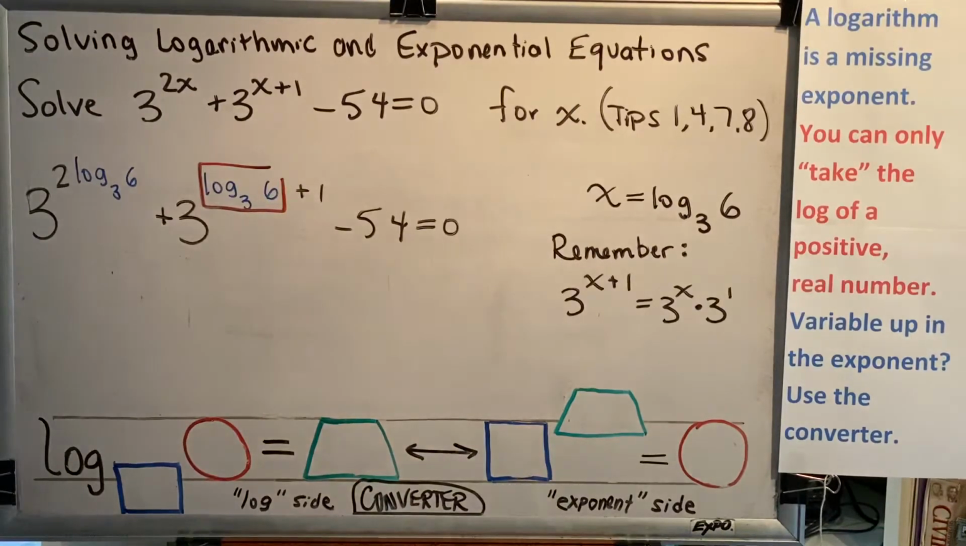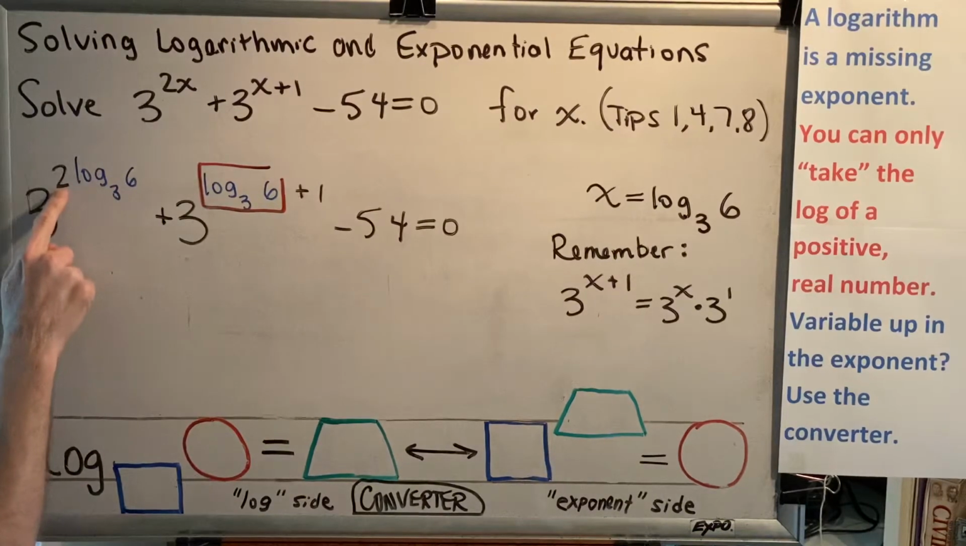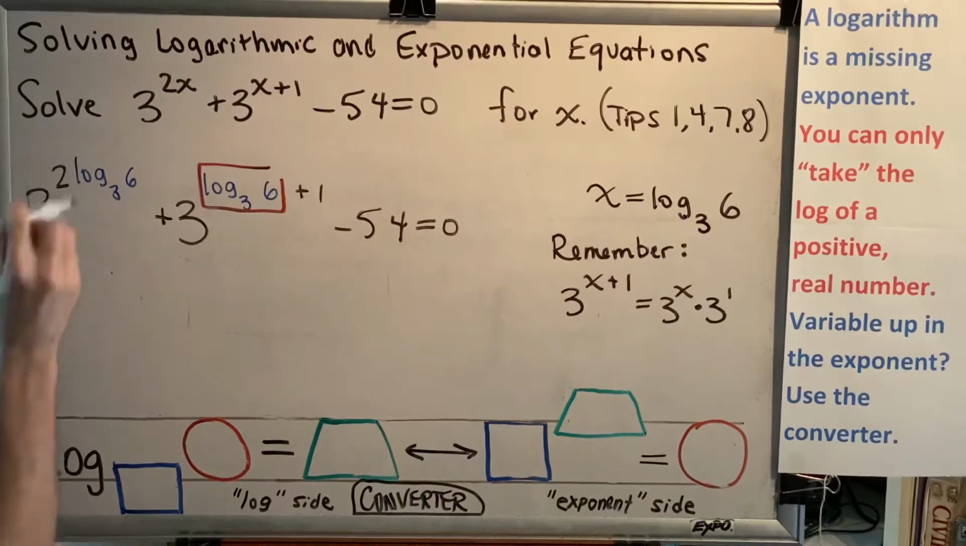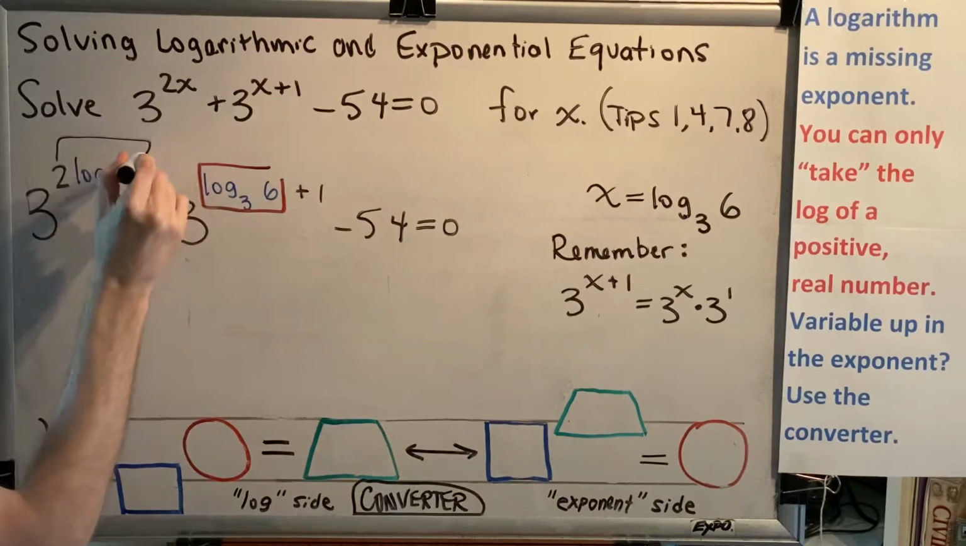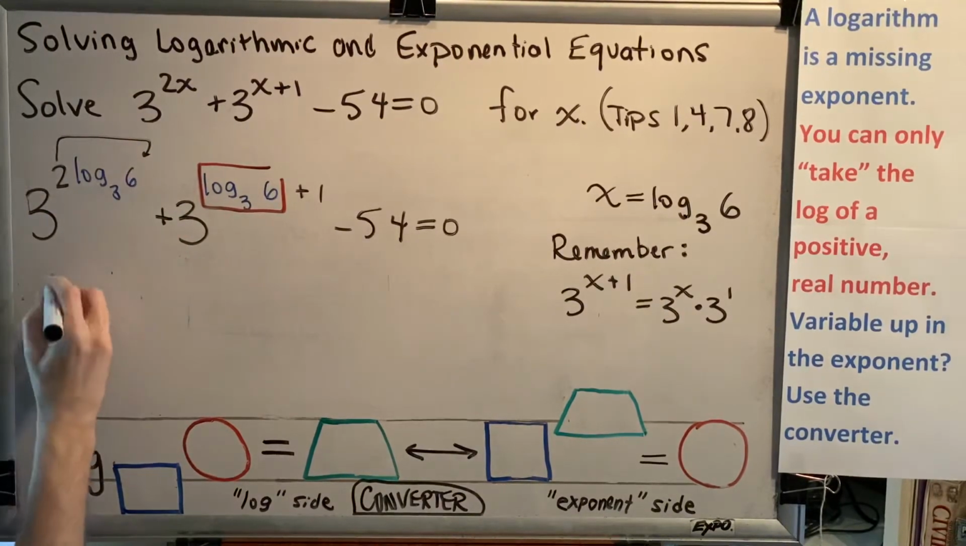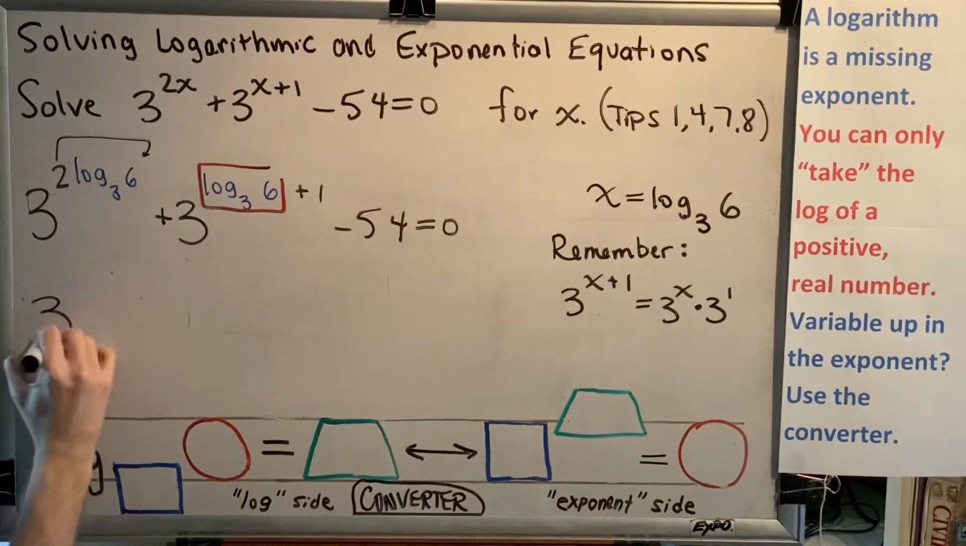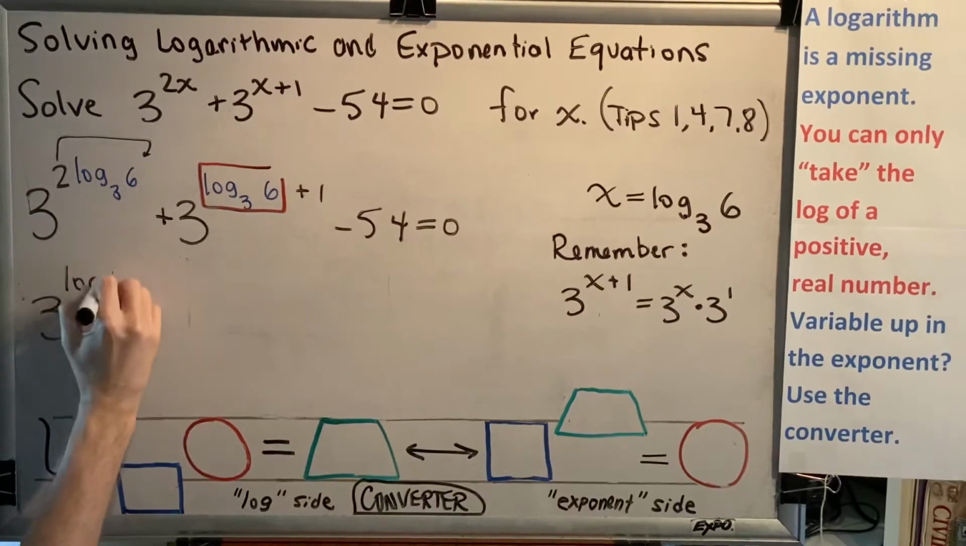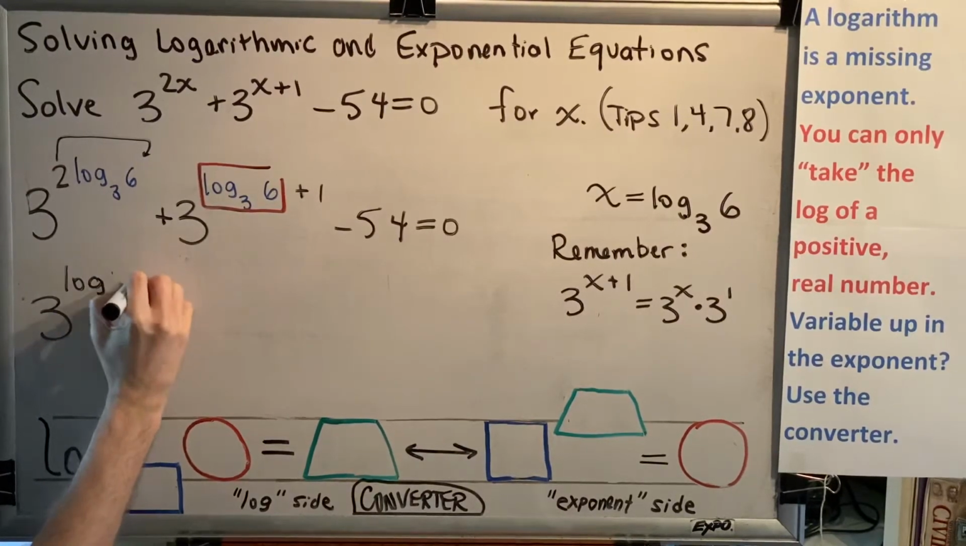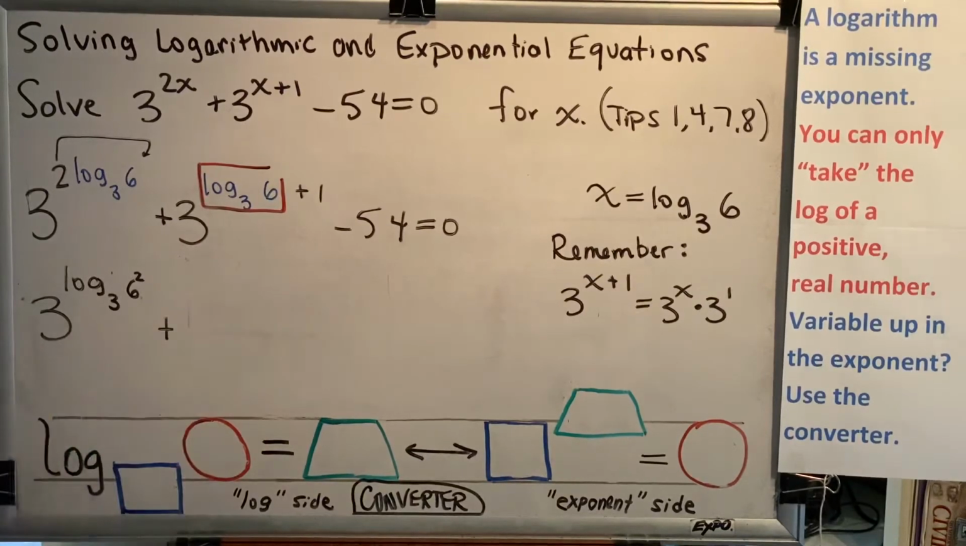Okay, let's begin using our log rules to see if we can show that the left side and the right side really are equal. First, rule 9. When you have a factor multiplying by a log, you can pick that up and you can move it inside the brick to become the exponent of the log argument. So this is 3 raised to the log base 3 of 6 squared plus.